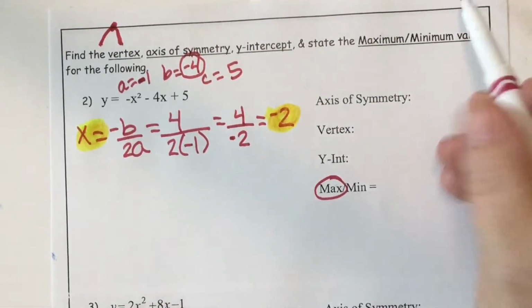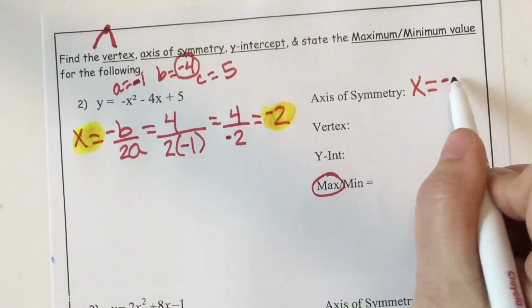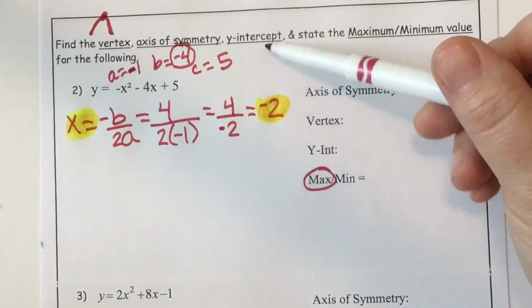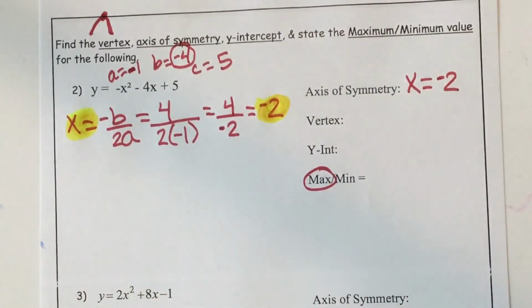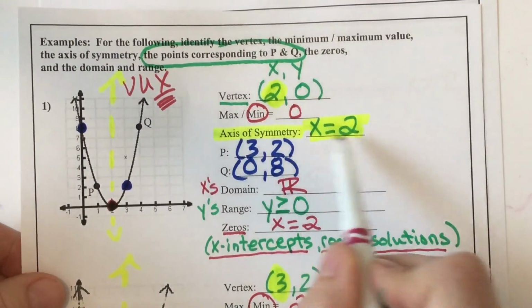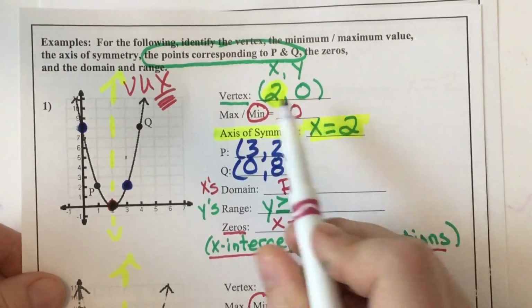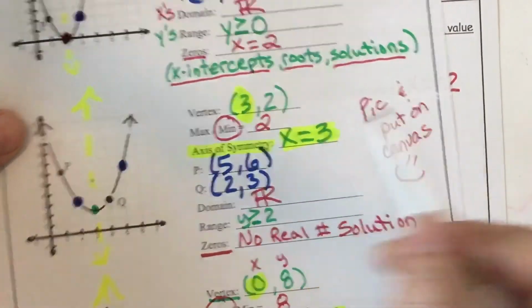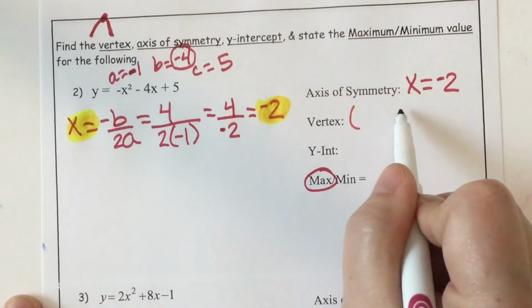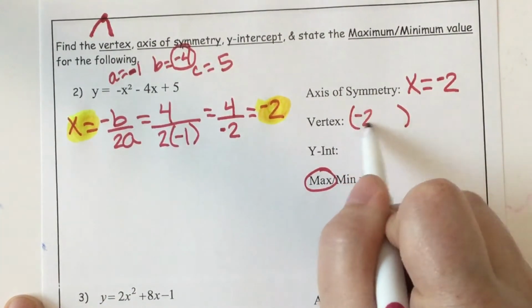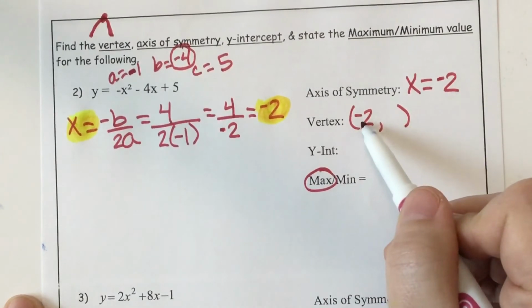And remember, we need that x equals because axes of symmetry are vertical lines that split parabolas in half, and vertical lines are x equals. Okay, if you forgot, whatever the axis of symmetry is, that's the x-coordinate to the vertex. So that means the x-coordinate to our vertex is what? Negative 2.